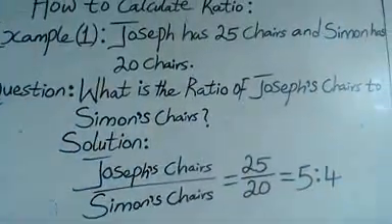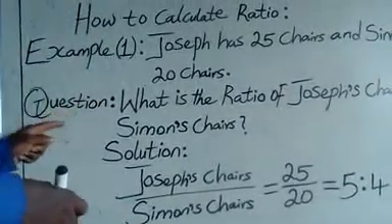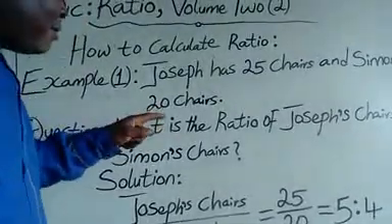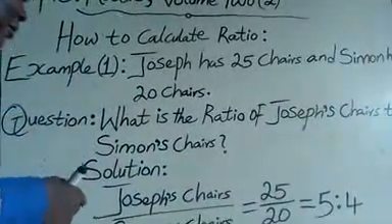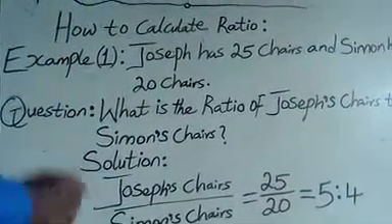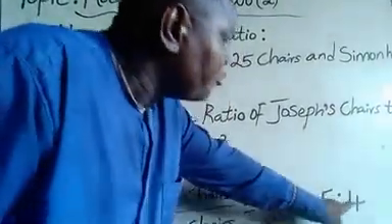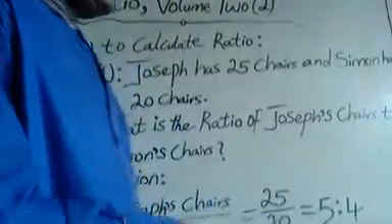Okay? As you can see, look at the question. What is the ratio of Joseph's shares to Simon's shares? The ratio is 5:4. This is the answer. All right?